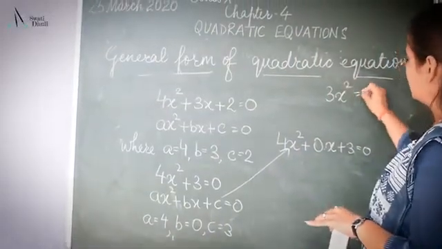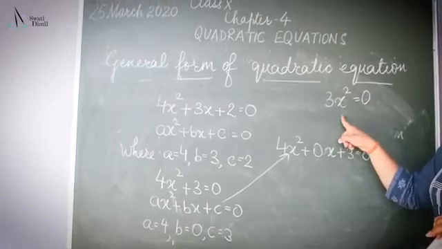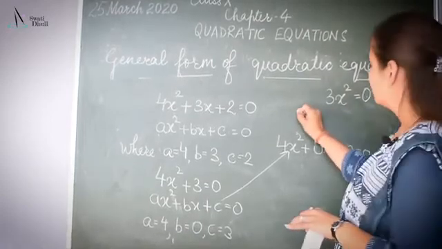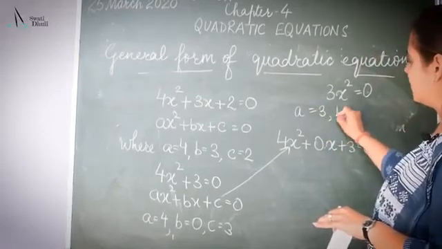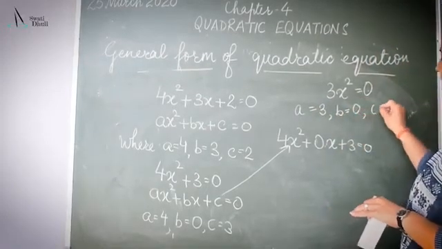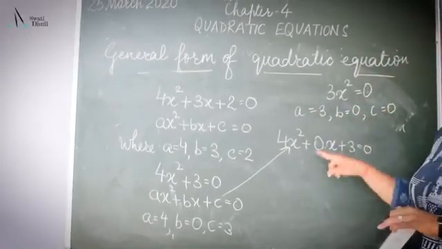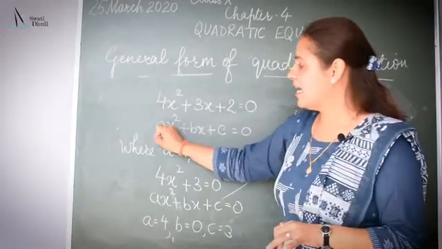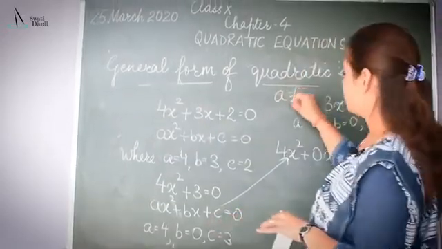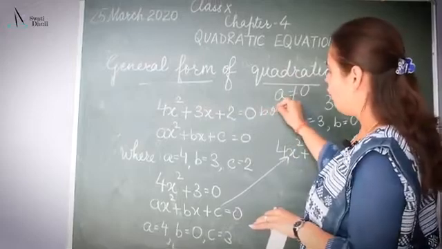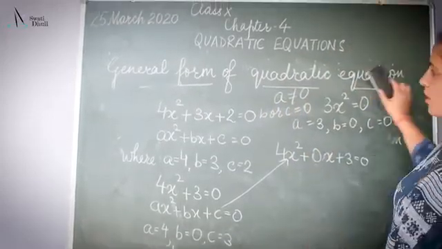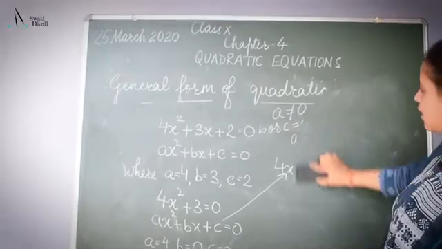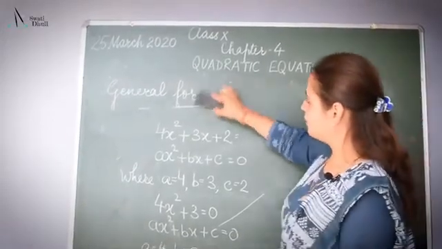Let's take one more example. 3x square is equal to 0. Again, it is a form of quadratic equation because here a will be equal to 3, b will be equal to 0 and c will be equal to 0. So, I can say that a can never be equal to 0, but b or c can be 0. So, this was all about the general form of quadratic equation. Now, we'll proceed further.